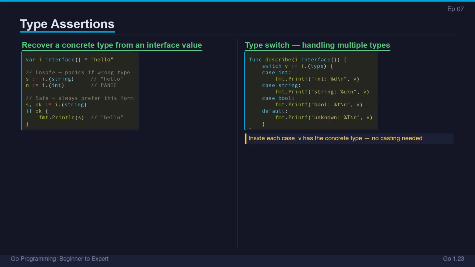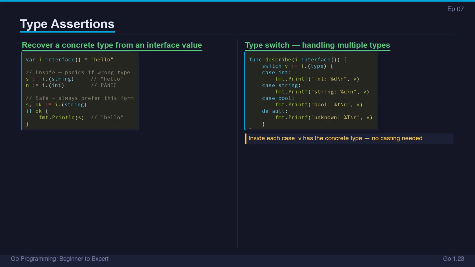Type assertions are used when you have an interface value and need to recover the concrete type underneath. We'll cover interfaces in depth in episode 13, but let's introduce assertions now because they appear frequently in idiomatic Go. Always prefer the safe form with ok. The panic form is only appropriate when you have absolute certainty about the type, which is rare.